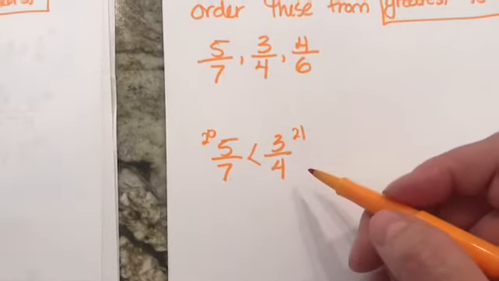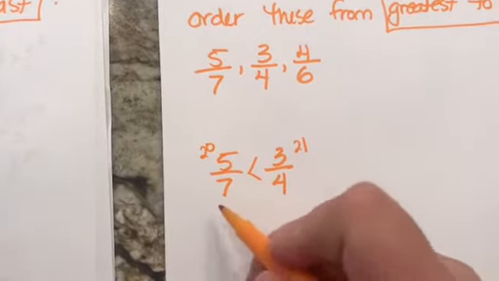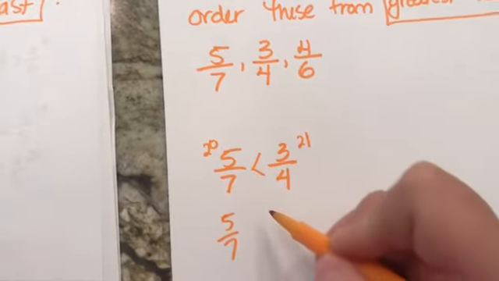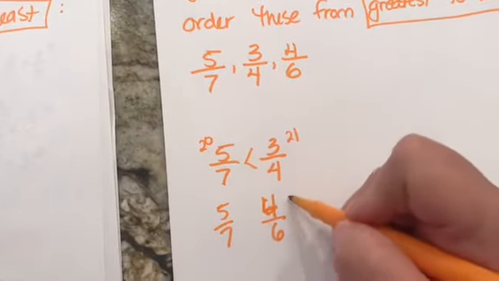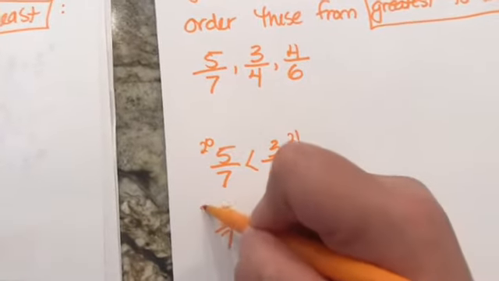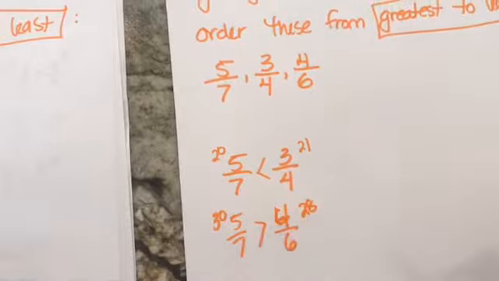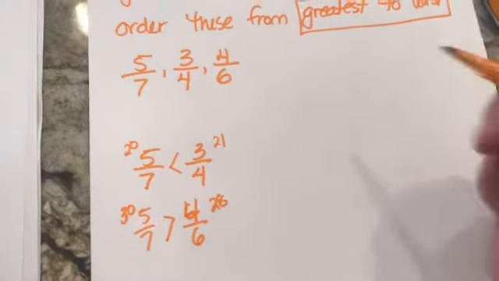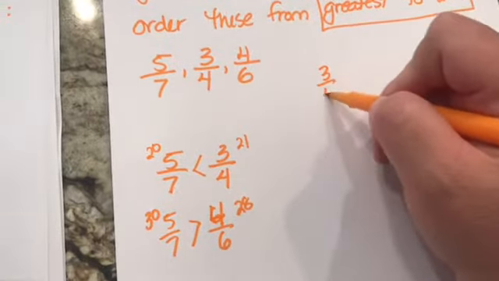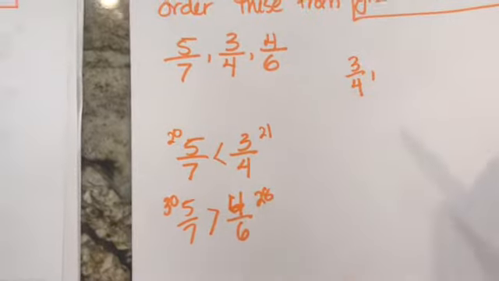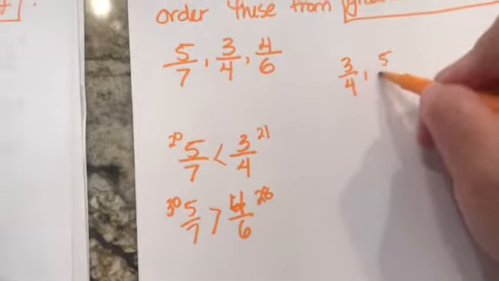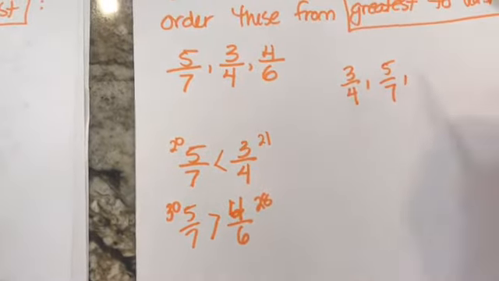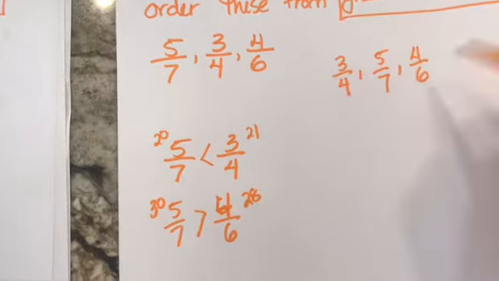I'm just going to test out to see about 5/7 and 4/6. 7 times 4 is 28. 6 times 5 is 30. So I see yes. So of those fractions, I see that 3/4 is the larger fraction. And then we had 5/7 was next in order from greatest to least, and then followed by 4/6.